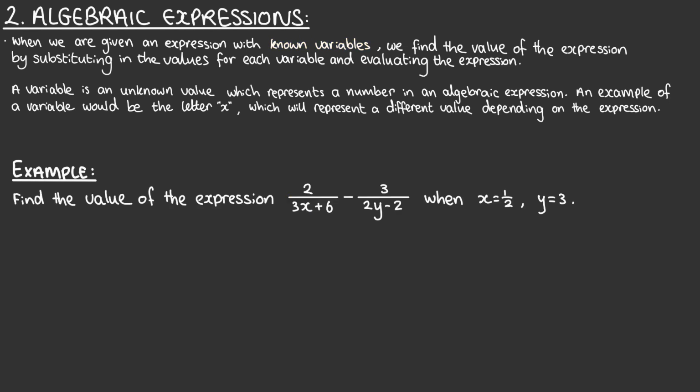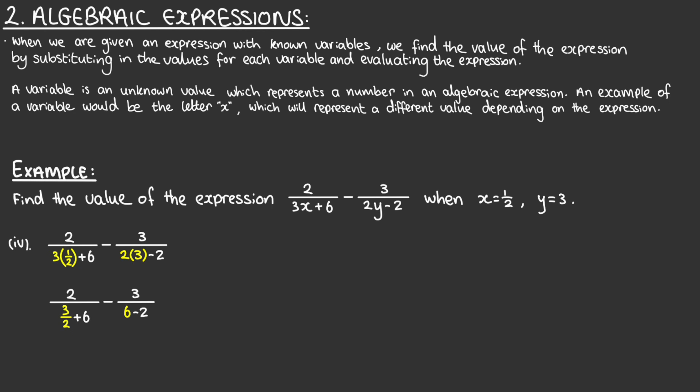In the final example, we are asked to find the value of the expression 2 divided by 3x plus 6 minus 3 divided by 2y minus 2 when x is equal to 1/2 and y is equal to 3. So the first thing we do is we take our known variables and we sub them in. Once our known variables are substituted into the expression, we can then simplify the expression. As a first step, we can multiply 3 by 1/2 in the denominator of the first fraction, and 2 by 3 in the denominator of the second fraction.